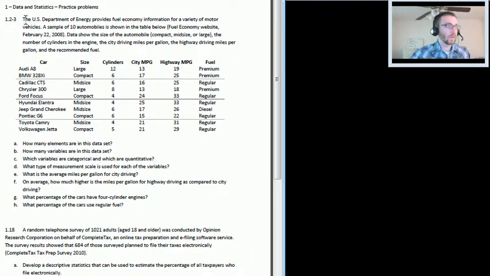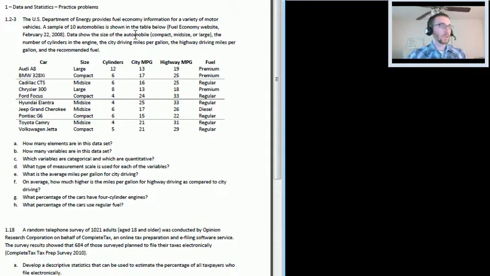The U.S. Department of Energy provides fuel economy information. This is taken from Anderson, Essentials of Business Statistics, I think it's called, but I'm going to work it out. The U.S. Department of Energy has information for a variety of motor vehicles. A sample of 10 automobiles is shown in the table below. Here's the table. This data was taken from the Fuel Economy website in 2008.